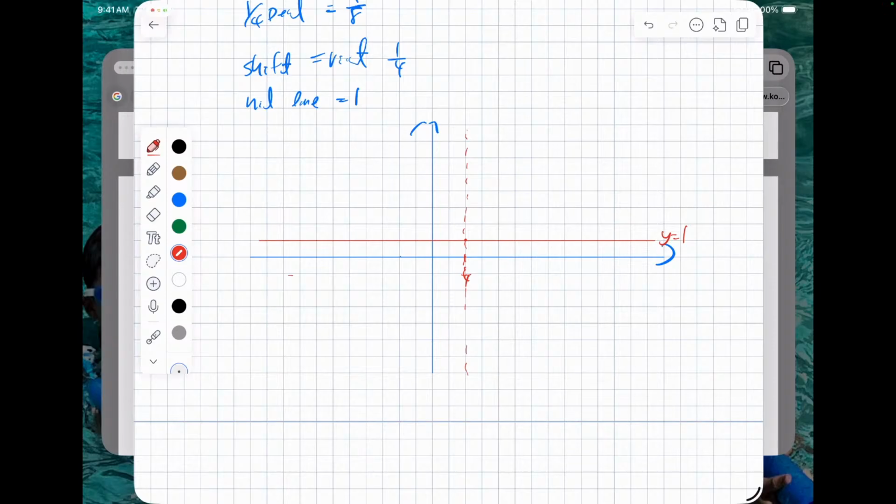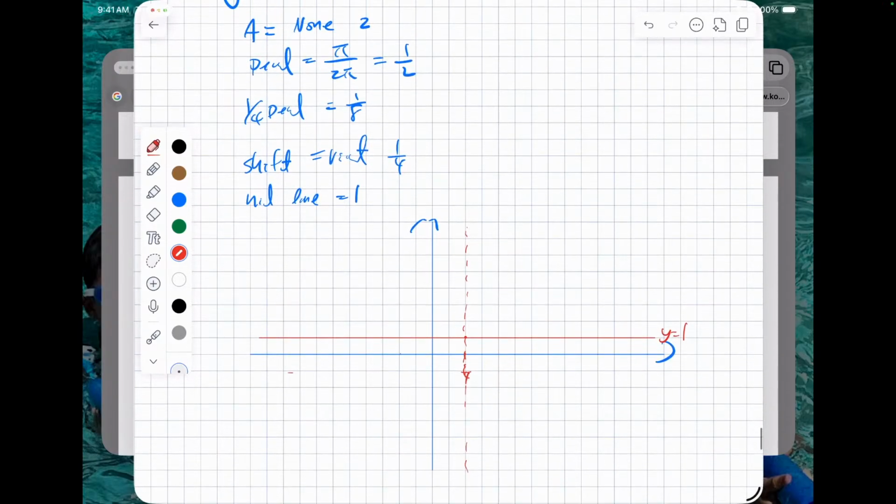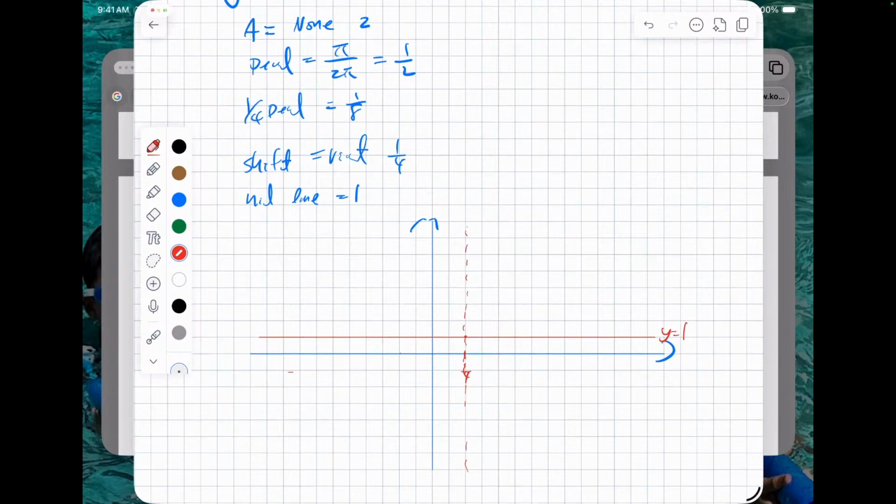So cotangents start with the asymptote. Where does the next asymptote occur? One period over. So it's 1/4 plus what? 1/2 is equal to what? 3/4. Okay, so this is going to be 3/4, right? Now this is no pi now. Is that okay? Now this is going to be another asymptote.